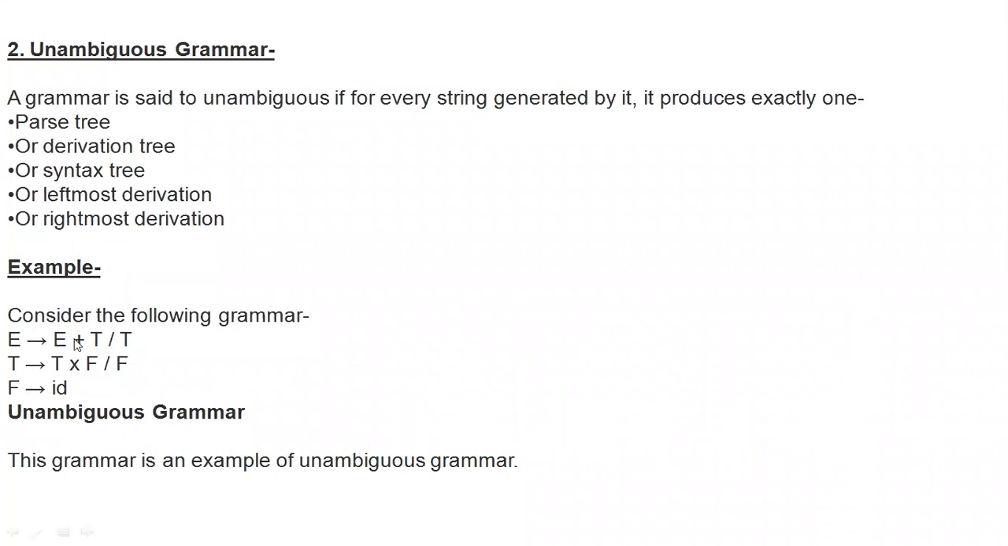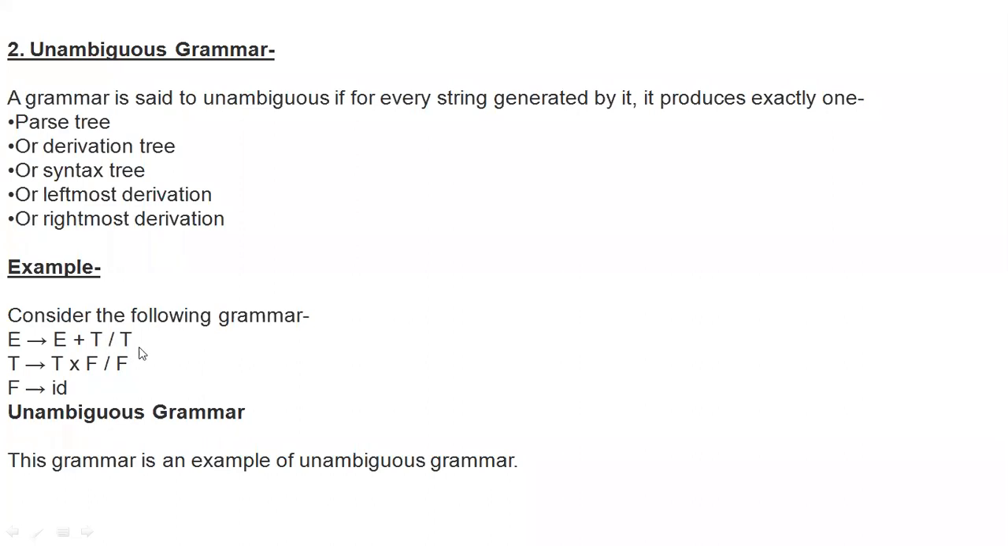E tends to E plus T. What is the actual grammar? E tends to E plus E. But after modifying the given grammar, how is it changed? E tends to E plus T. In the place of E, we replace T. Right. And T is a new variable here. T is a new variable here. Just making an OR representation. OR representation means in the place of E, we use T. That is the representation that we need to understand.